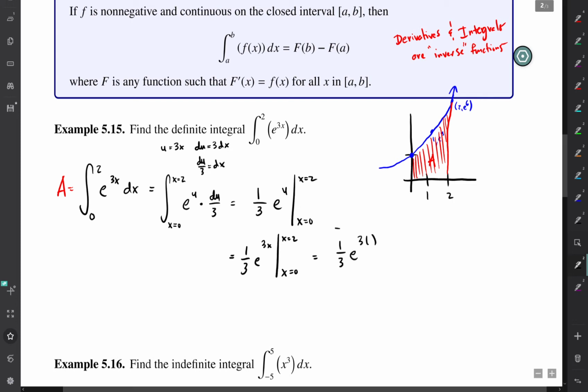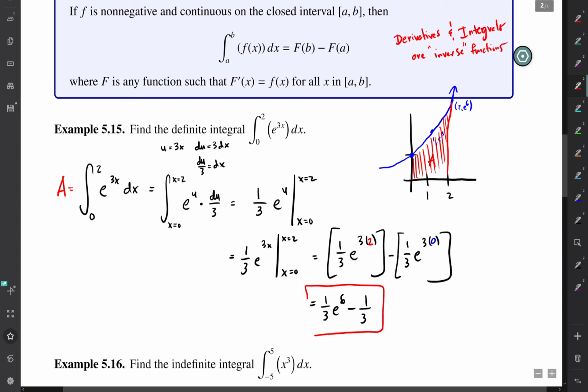Okay, and now I get 1/3 e to the 3 times something minus 1/3 times e to the 3 times something. In the first copy I put in 2 because that's my upper bound, and in the second copy I put in 0 because that's my lower bound. I'm getting 1/3 e to the 6th minus 1/3 e to the 0, so that's just minus 1/3. So what we found is that our area A is equal to 1/3 e to the 6th minus 1/3. That's the exact area of that red bounded region.